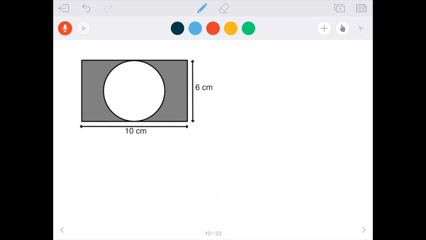Let's go to the next one. We have another shaded area. I think this might be the last shaded area problem. So go ahead and pause the video and take a stab at this one.